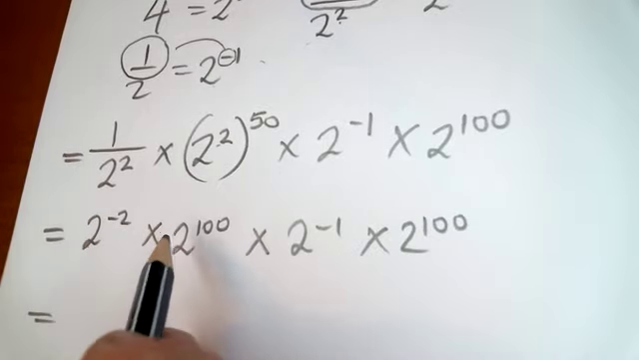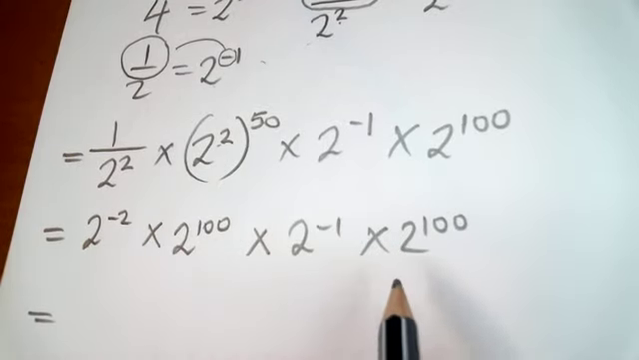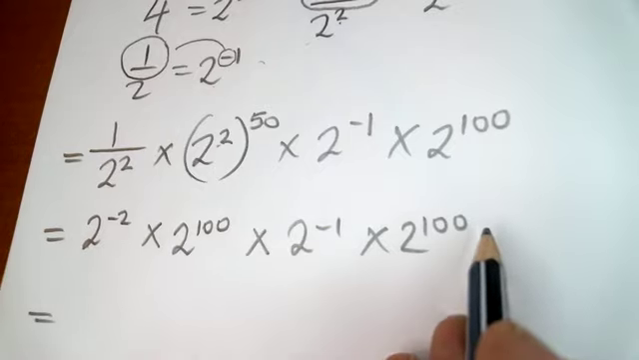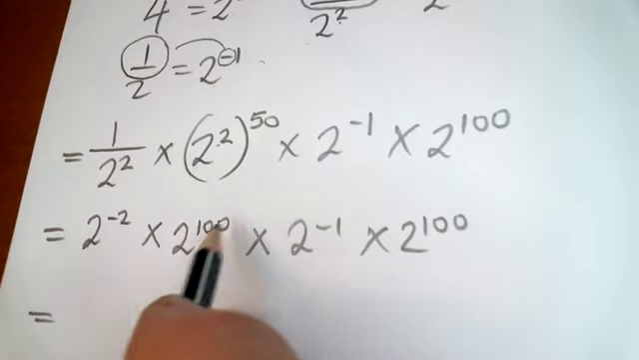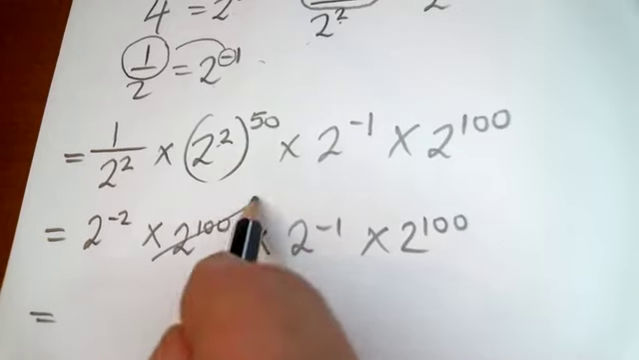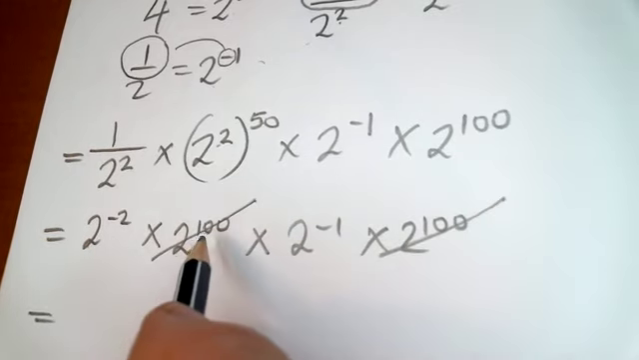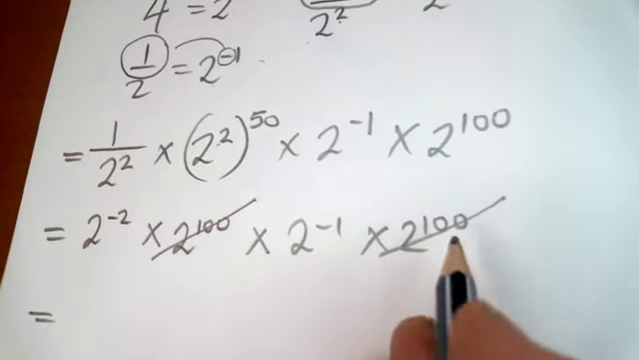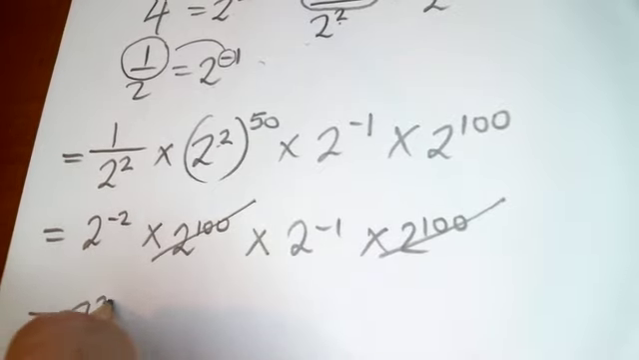We've got 2 to the 100 and 2 to the 100. Well, because the bases are now all the same, we can just add or subtract the indices. So let's start with the 100 bits. We've got 2 to the 100 and 2 to the 100. Well, 100 and 100 is 200. So I've got 2 to the power of 200.